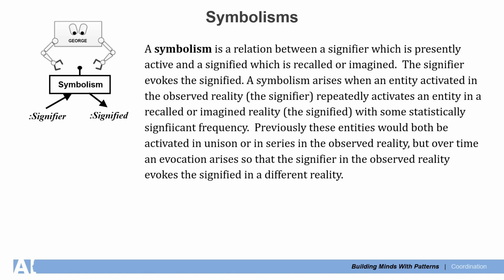A symbolism arises when an entity activated in the observed reality, this entity is called the signifier, repeatedly activates an entity in a recalled or imagined reality. That entity is called the signified, with some statistically significant frequency. Previously, these entities would be both activated in unison or in series in the observed reality, but over time an evocation arises so that the signifier in the observed reality evokes the signified in a different reality.